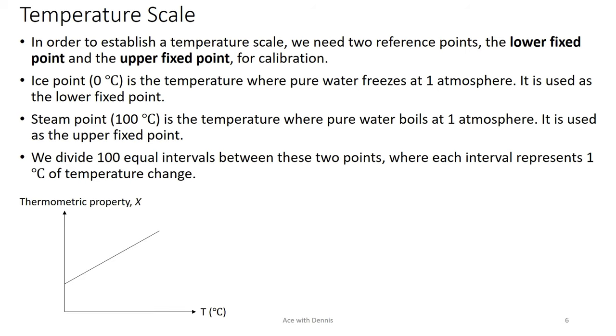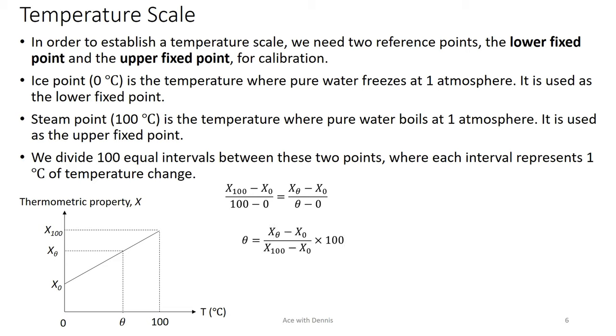This is the graph of thermometric property versus temperature. When it is at 0 degrees Celsius, the thermometric property is x0. When it is at 100 degrees Celsius, the thermometric property is x100. When it is theta degrees Celsius, the thermometric property is x theta. Therefore, we can form the equation (x100 minus x0) over (100 minus 0) equals (x theta minus x0) over (theta minus 0). We can make theta the subject. It becomes theta equals (x theta minus x0) over (x100 minus x0) times 100. We can use this formula to determine the unknown temperature.